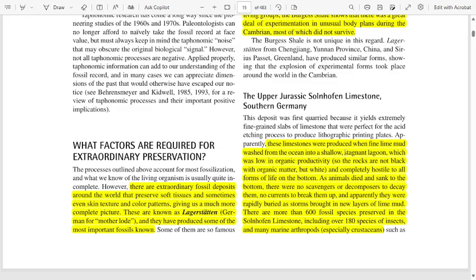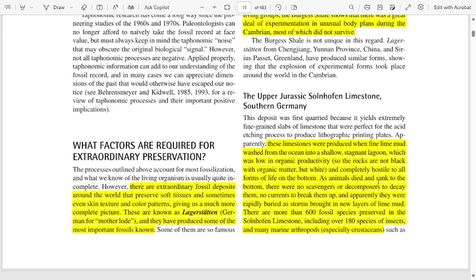The Upper Jurassic Solnhofen Limestone, southern Germany. This deposit was first quarried because it yields extremely fine-grained slabs of limestone that were perfect for the acid etching process to produce lithographic printing plates. Apparently, these limestones were produced when fine lime mud washed away from the ocean into a shallow, stagnant lagoon, which was low in organic productivity. So the rocks are not black with organic matter but white, and completely hostile to all forms of life on the bottom.